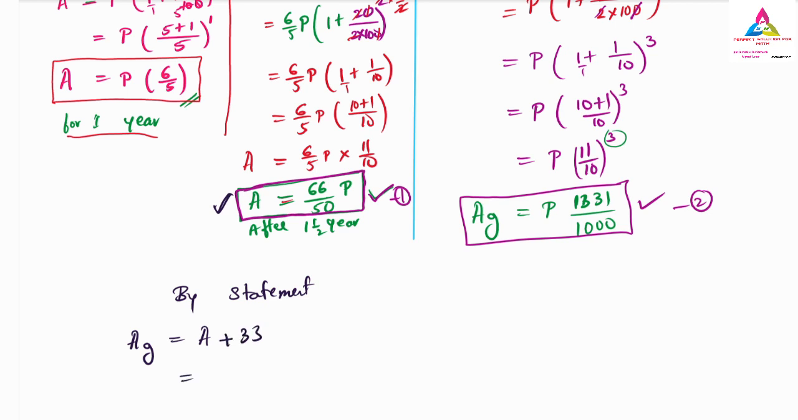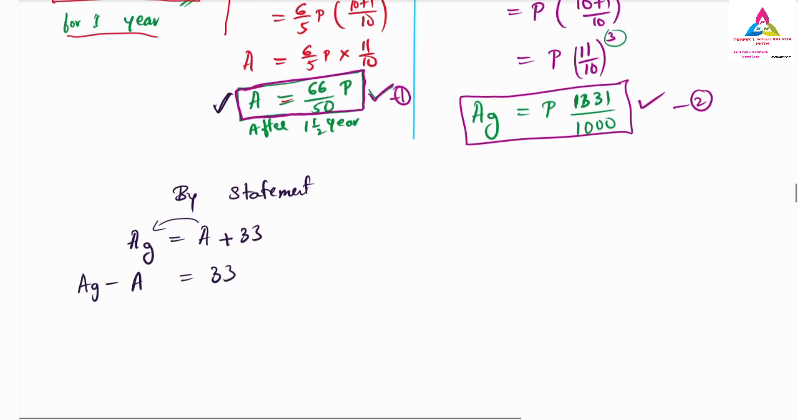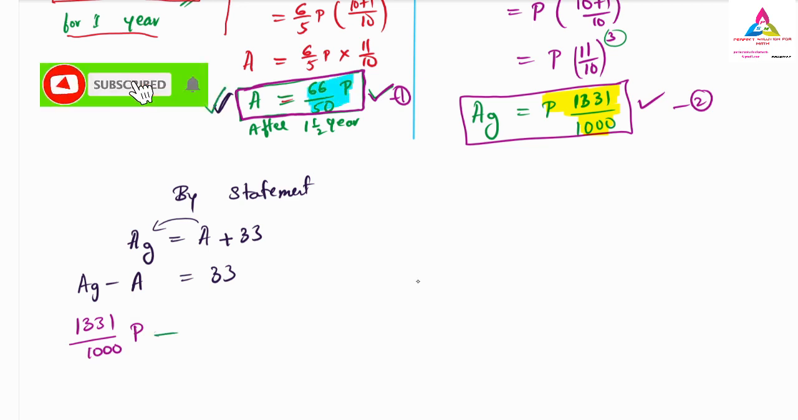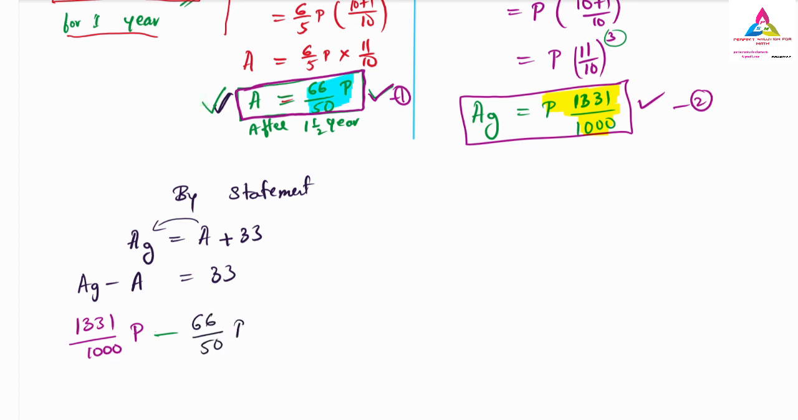So what is the final answer going to be? This A we will bring to this side, it will become minus. So AG minus A is equal to 33. What does AG refer to? Equation 2. Here we have 1331 divided by 1000, P. And what does A refer to? Equation 1. A refers to 66 by 50 raised to P. So let us write it down: 66 divided by 50 P is equal to 33.